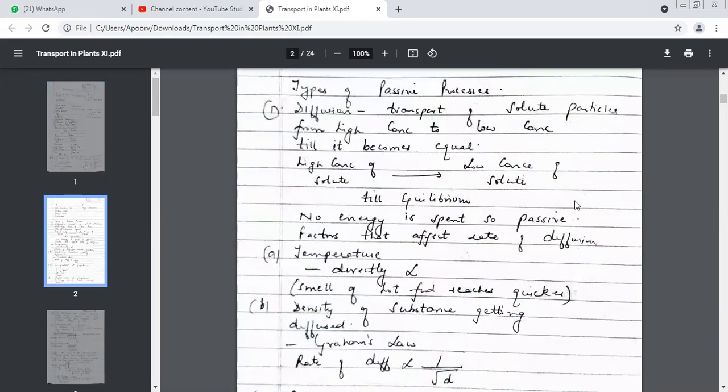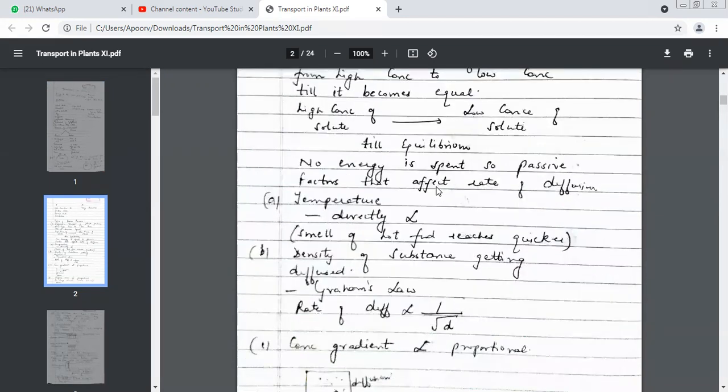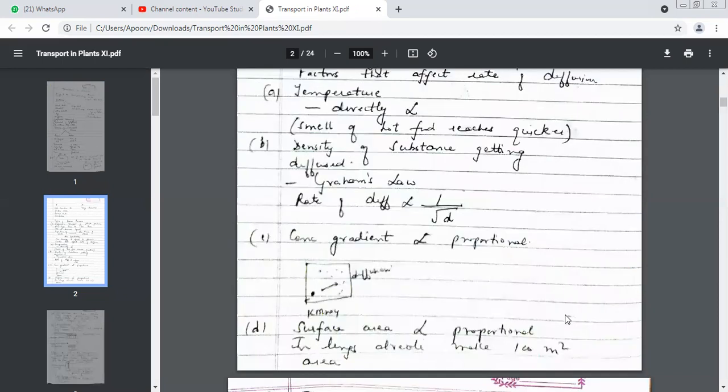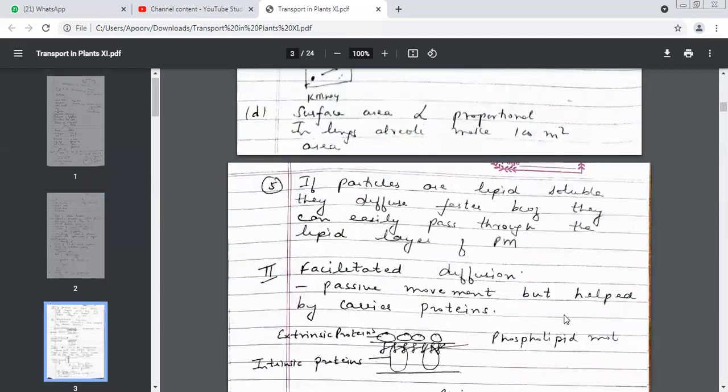diffusion. What was the keyword I told you to remember in diffusion? Solute particles moving in equilibrium. Please remember this: solutes will keep moving from high concentration to low concentration. No energy is spent, so it is a passive process. Three factors: temperature, direct or inverse? Direct. Density? Inverse. Very good, and surface area.